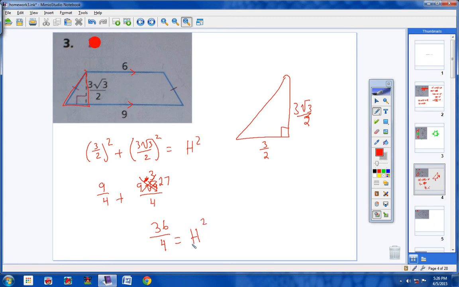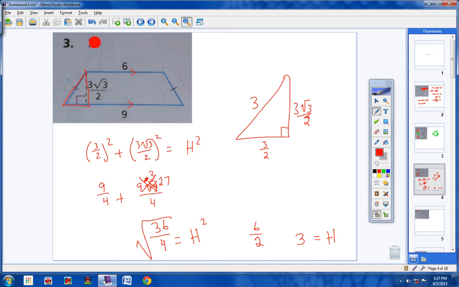Now, students, if you take the square root of both sides, the square root of 36 is 6. The square root of 4 is 2. And 6 over 2 is 3. So when you take the square root of this right here, you get 3. And the square root of h squared is h. So there's your hypotenuse. It's 3. That's really difficult to see. You might want to back up the video and watch that again to make sure you really understand that, okay? That can really be difficult.